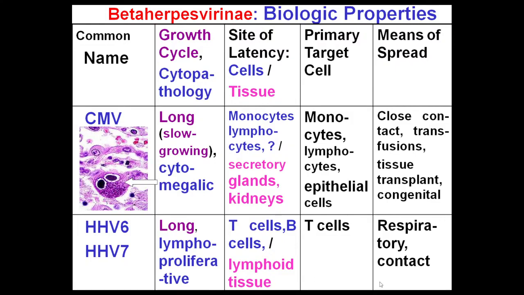The infection with betaherpesviruses may occur through close contact, blood transfusion, and organ transplantation. It may occur congenitally or through the respiratory route, which is more typical for HHV6 and 7.